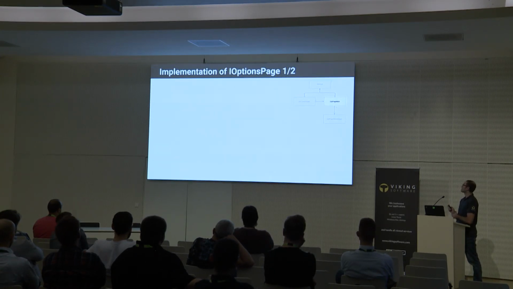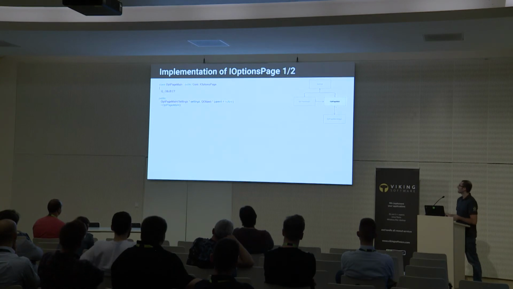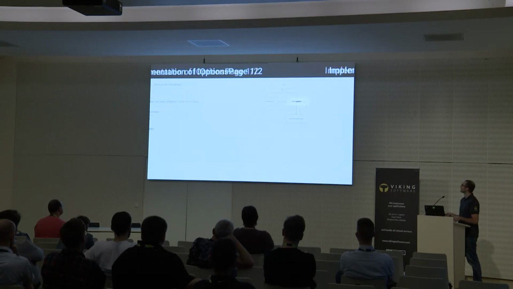So the options page. The options page is a QObject, of course. You use the macro, and you implement the IOptionsPage interface, default constructor, and then you need to implement these three functions: widget, apply, and finish. And then I personally use a signal for notifying the plugin that something has changed. I think this is pretty standard, like most plugins do that. So let's see what happens inside.